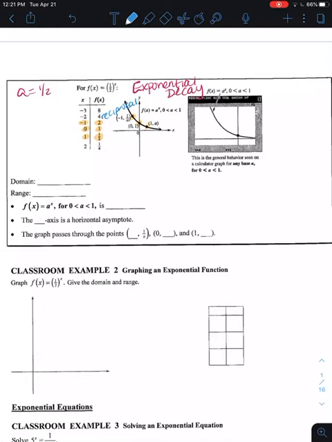The domain of this graph is the same. It goes from -infinity to infinity. The range is also the same. It doesn't actually ever hit the x-axis. It gets closer and closer to it. So the range is from 0 to positive infinity. Whenever your a value falls between 0 and 1, it can't be less than 0, but anytime you have an a value that's less than 1, this is exponential decay.